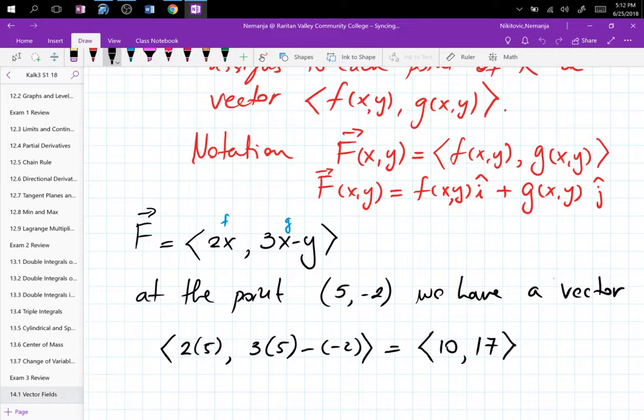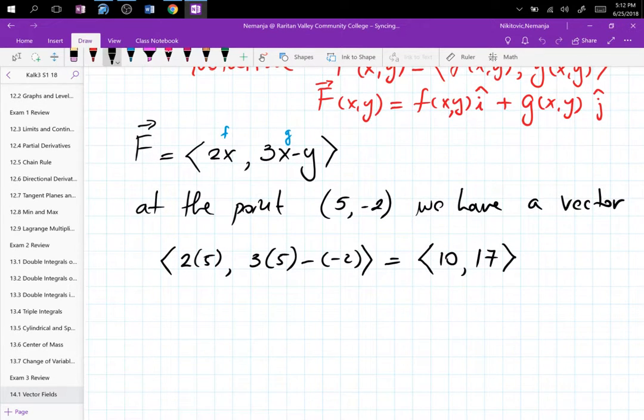10, 17. So that's the vector. You will go to a coordinate system. You will locate where 5, negative 2 is, and you will draw the 10, 17 vector from it. So that would be this vector u. So it's that simple.